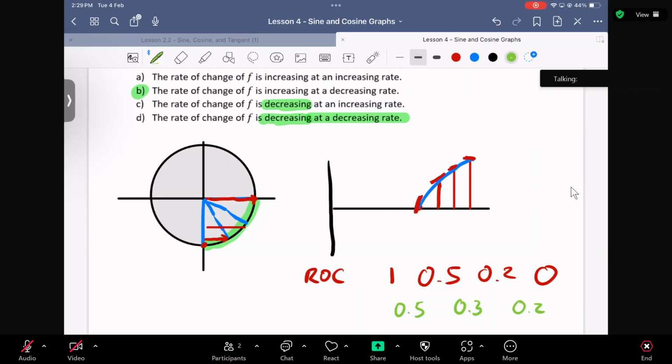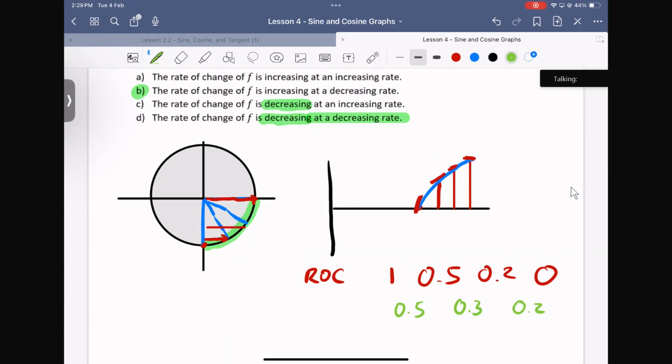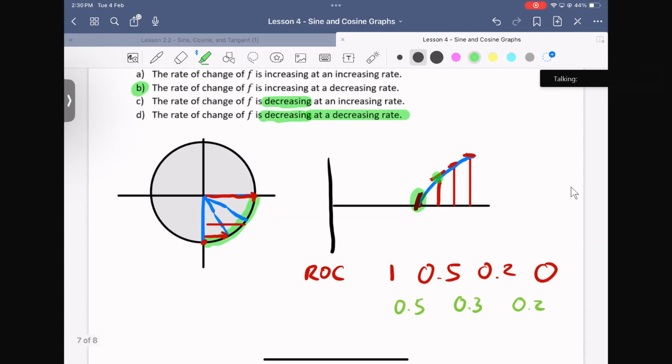So where were we with this one? All right. So the rate of change here at this point is maybe going to be going up by 1. The rate of change is going to be about 0.5 here, about 0.2 here, and 0 here because it's horizontal. So if we look at how the rate of change is changing, it's gone down each time. The rate of change is getting less and less. So the rate of change is decreasing at an increasing rate.